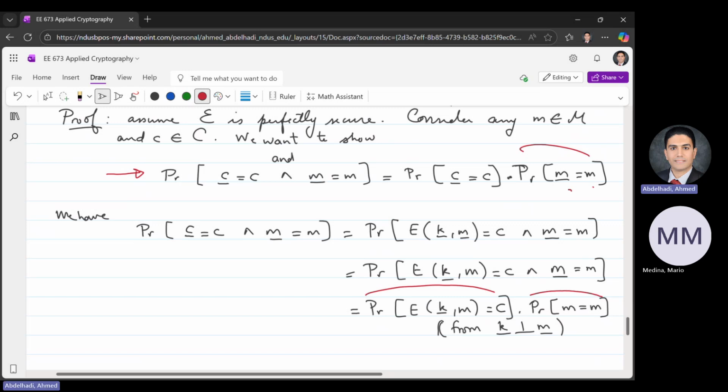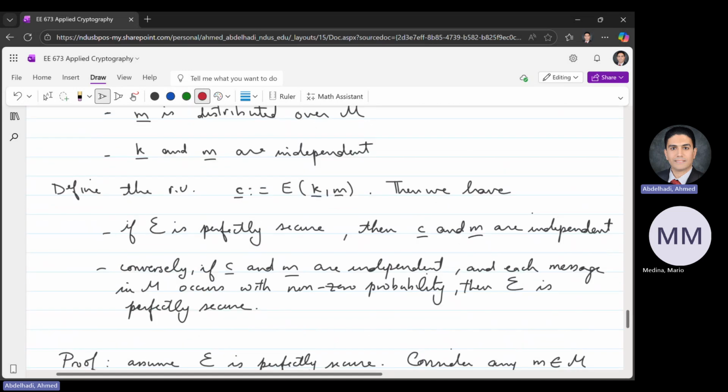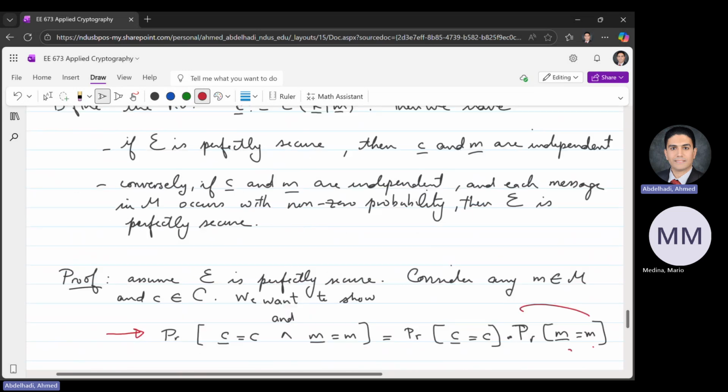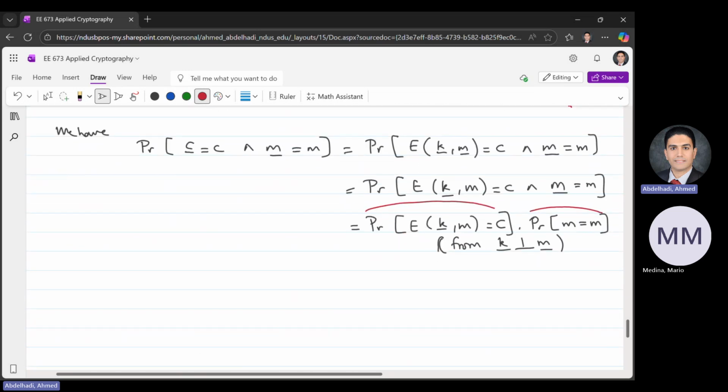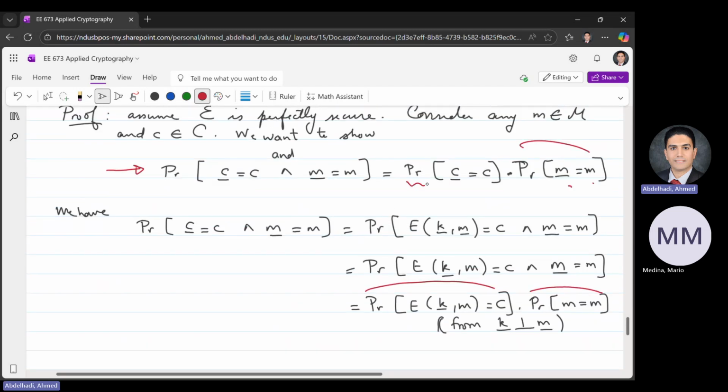C bar will be the last portion of the first term, E of K bar, comma M replaced with C bar, just the encrypted message. But the definition is saying that C is equal to E of K, and M. It's something close to what you said. So now I want to equate this part with this part. This part, I want it to be equal to this part. So I will do that.